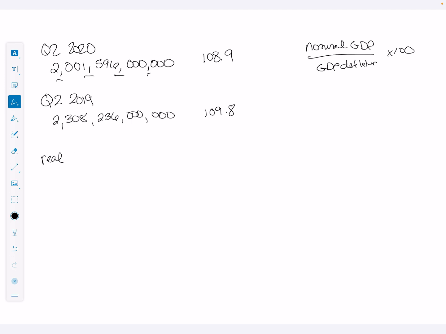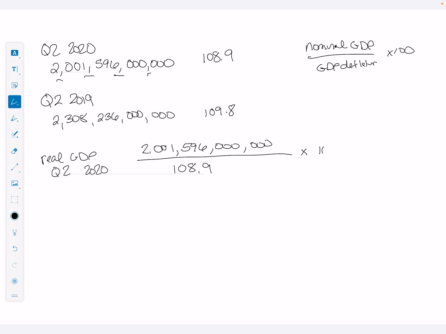There we go. All right, so now that we have our nominal GDP and our GDP deflator, we can actually find real GDP for our two periods of time. So let's find real GDP for Q2 2020, and we'll take our 2 trillion, 215960000. We're going to divide by 108.9. So the idea here is to take your 2 trillion GDP and reduce it by the inflation, so 8.9% since the base year, and then you're turning it into base year value, so that's why you're multiplying it times 100.